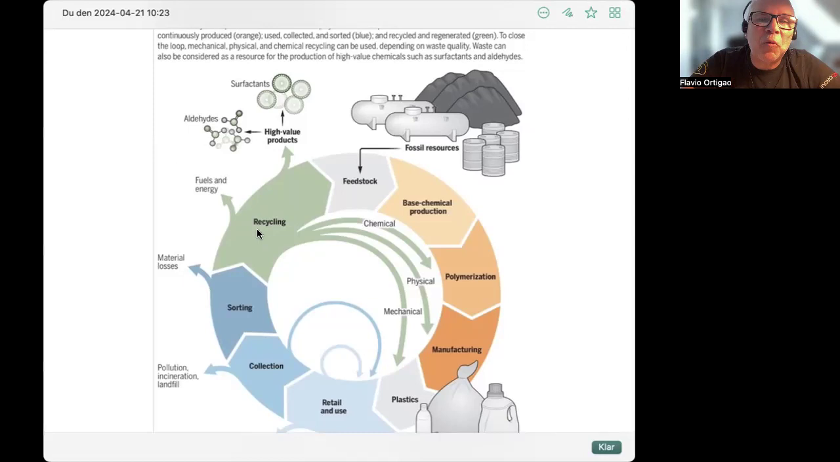Now, for recycling, you do have some options. There is the option of mechanical recycling, where you just press the plastics and re-extrude it as new plastics. So directly, the mechanical recycling.